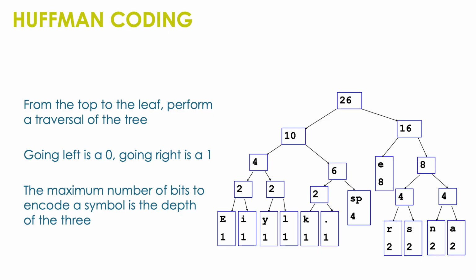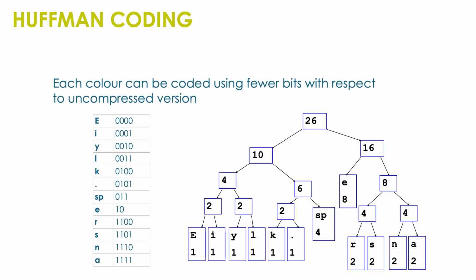In the tree, each leaf represents a symbol. We then traverse the tree to assign binary codes. Going left, we assign a 0. Going right, we assign a 1. The maximum number of bits to encode a symbol is the depth of the tree. With this procedure, symbols can be coded with fewer bits. In the case of images, symbols are colors. The final tree is stored with the image for the decoding, as you can imagine.